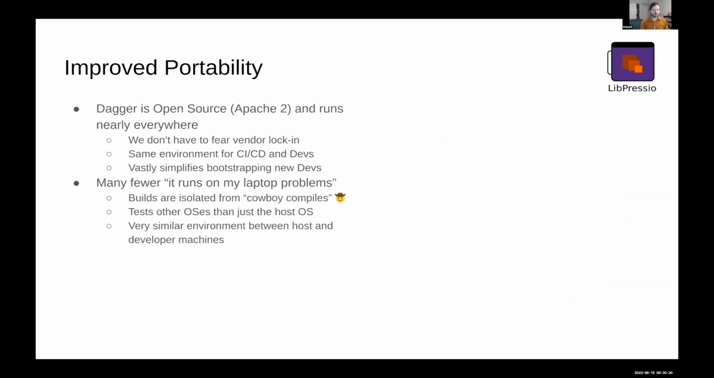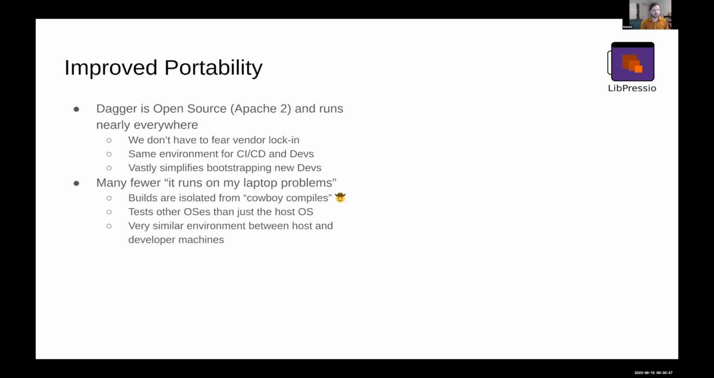So, improved portability. One of the really important things for us in adopting Dagger was that Dagger is open source, Apache 2, and it runs nearly anywhere, which means that we don't have to worry about vendor lock-in, and we don't have to worry about our sites potentially changing the CI/CD environment that we're going to run our Dagger pipelines in.